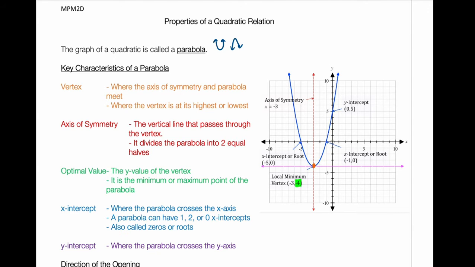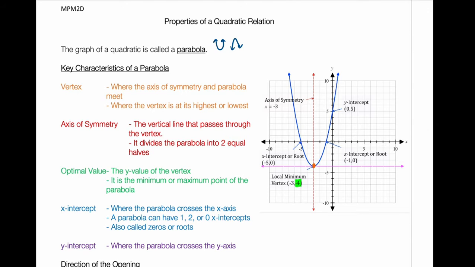Because they're continuing on forever, spreading out left and right, we're never going to have a maximum or minimum x value. But when we look at the y values, we will have a maximum or minimum, depending on which way it opens.